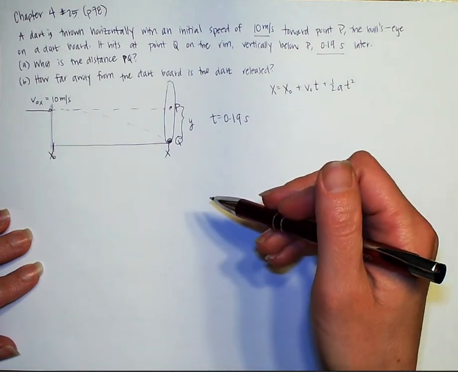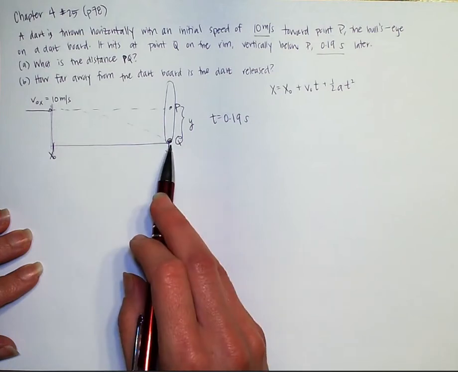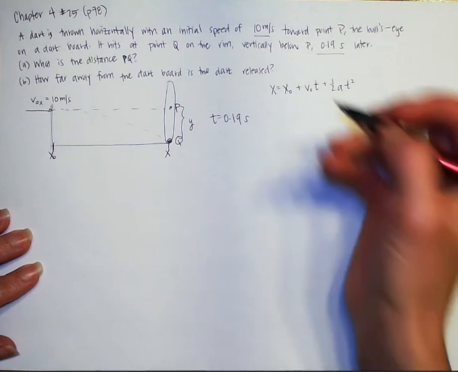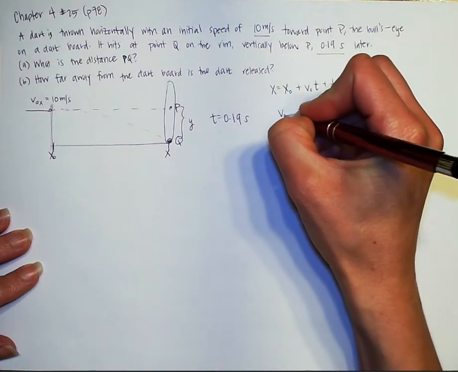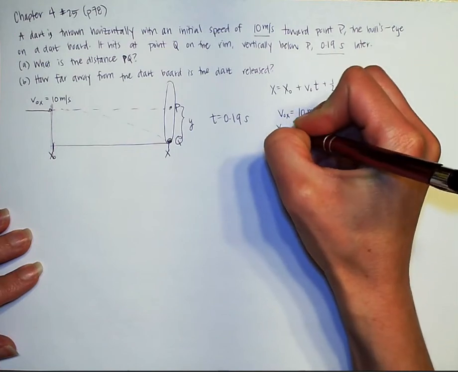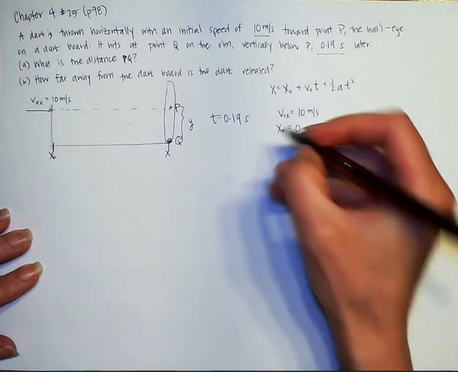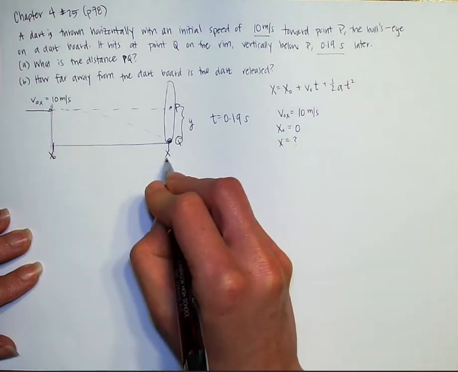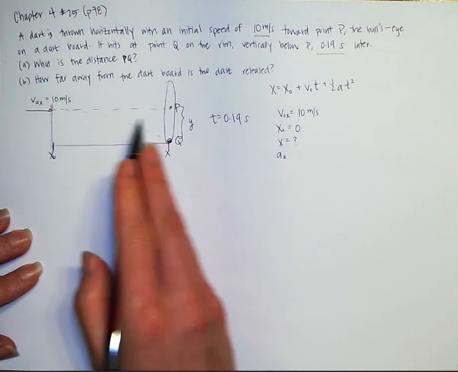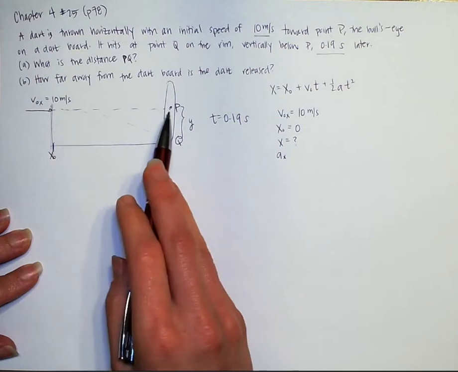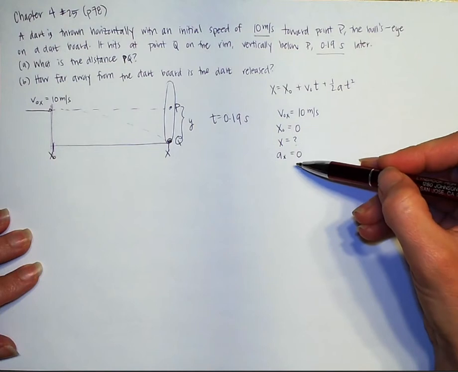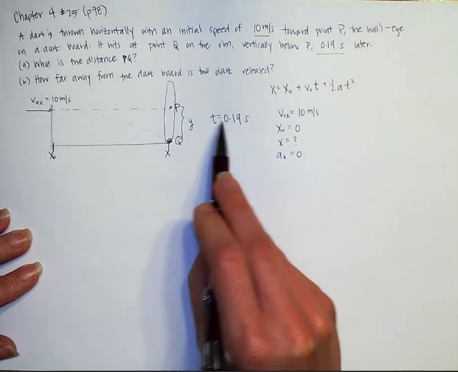So I'm going to work with the x direction first. I'm going to write out all of the things that I know in the x direction. I know that v initial in the x direction equals 10 meters per second. I know that x initial, we're going to call that 0. We want to find this x right here. And we know the acceleration in the x direction because there is no acceleration in the x direction, so that'll be 0. So with all of this x information, we can hopefully find this out. And of course, we know the time.